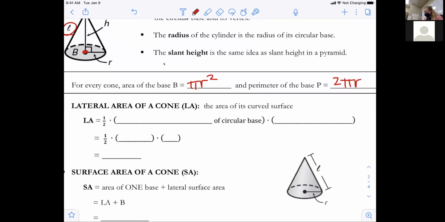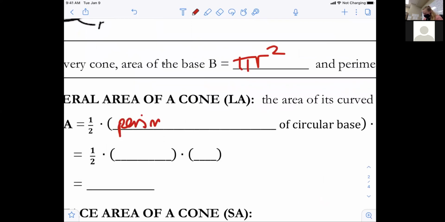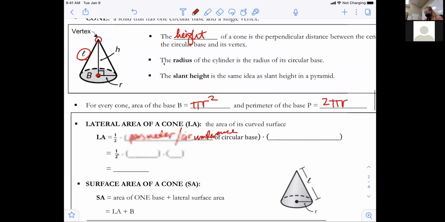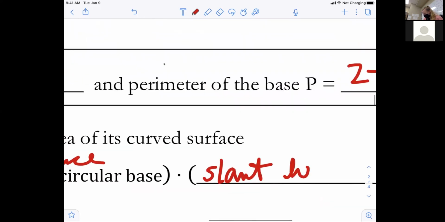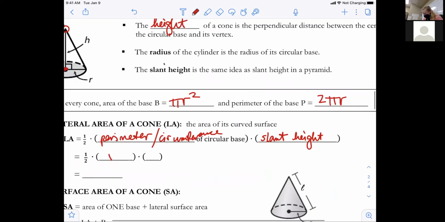The lateral area is the area of its curved surface. So that's 1/2 times the perimeter, or the circumference, of the circular base times the slant height. So that's 1/2 of P times L. I will personally probably use this. This makes more sense to me to just do P. We've been practicing that. That's what I'm going to do.